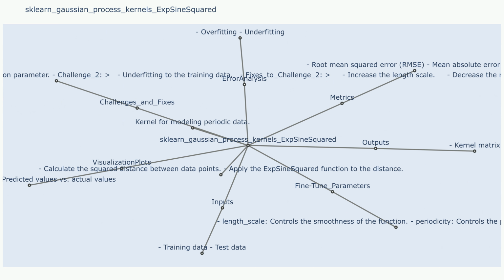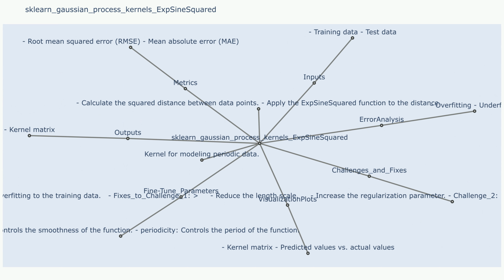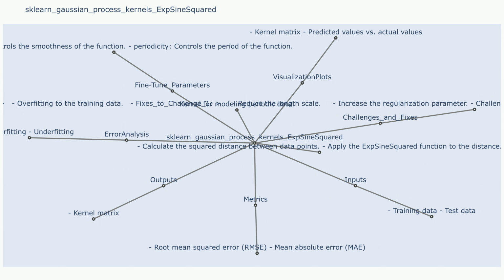Challenges and fixes. Challenge 1: overfitting to the data. Sample use case that resulted in challenge 1: if the length scale and period parameters are not chosen appropriately, the model may overfit to the training data and fail to generalize well to new data. Fixes to challenge 1. Use cross-validation to tune the hyperparameters of the kernel. Consider using a regularization term in the Gaussian process to penalize complex models and prevent overfitting.